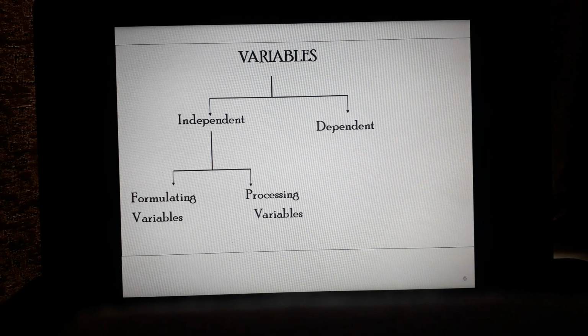Another is variable type. Variable type falls into independent and dependent variables. In case of independent variable, you can define it by taking the help of the formulation aspect as well as the processing aspect. So independent variable falls into two categories, that is formulating variable and processing variable. And another is the dependent variable. Dependent variables are simply related to your response.